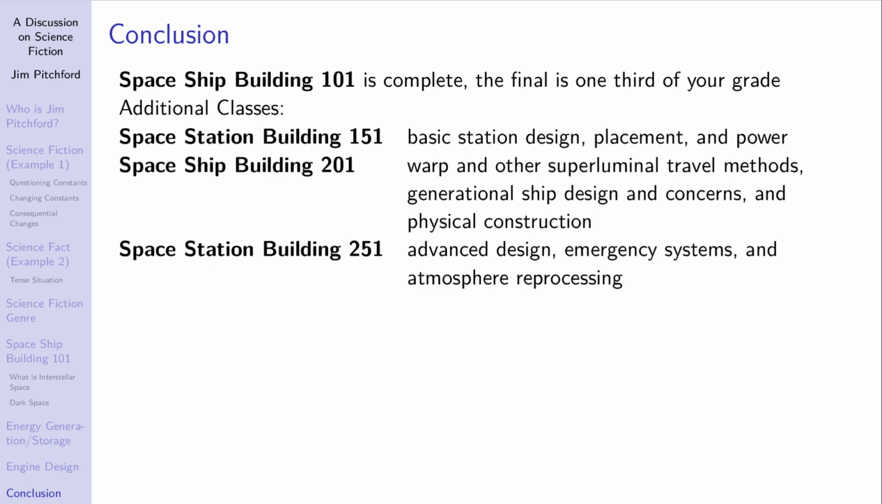Now, there are some additional classes. Again, this is kind of a joke, but there's also a point here that I want to make. Space Station Building 151 is an additional class, which will cover basic station design, placement, and power. Spaceship Building 201, which will cover warp and other superluminal travel methods, generational ship design and concerns, as well as physical construction. And then Space Station Building 251 will cover advanced design, emergency systems, and atmospheric reprocessing.